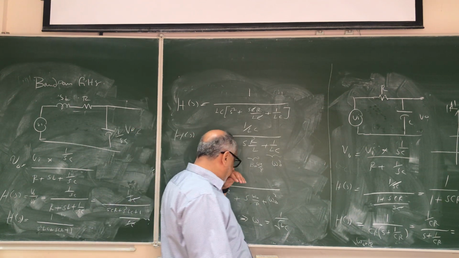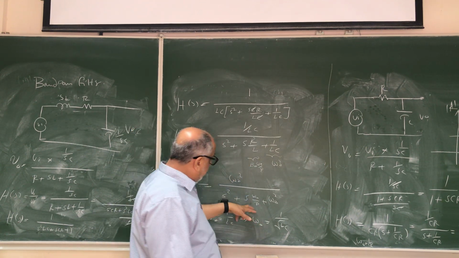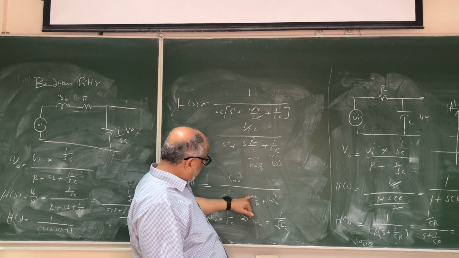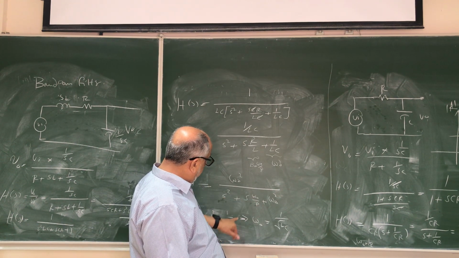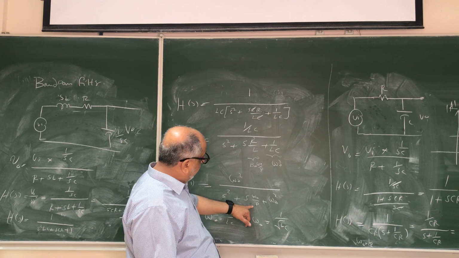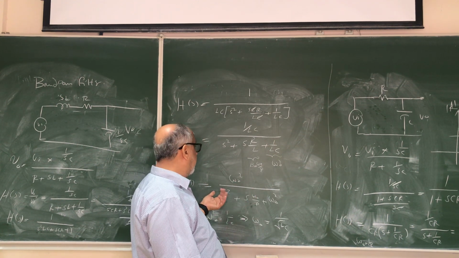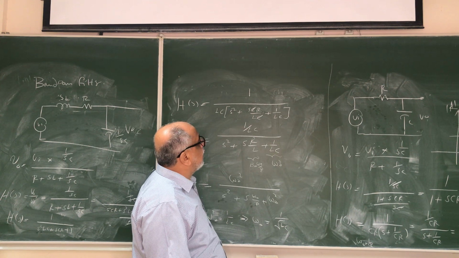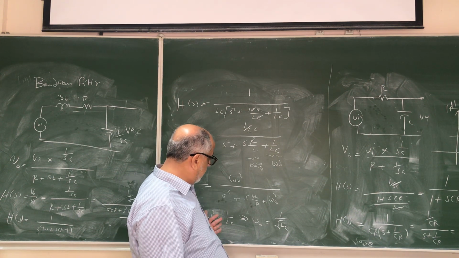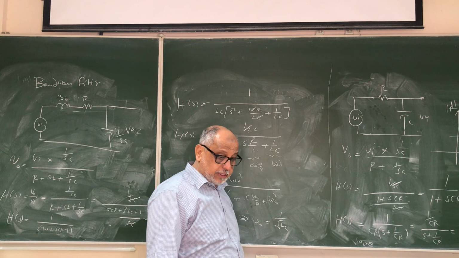Okay. Now it depends on Q. Omega naught over Q is the bandwidth. So if we increase Q to more than 10, we can say this filter is narrow band. If Q is less than 10, we can say it is a wide band filter. So this is for the band pass filter.